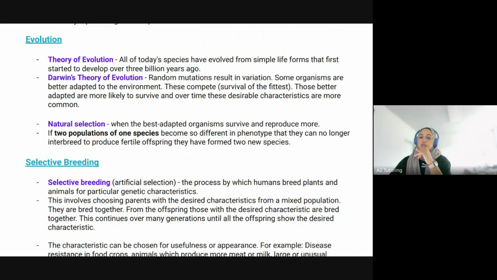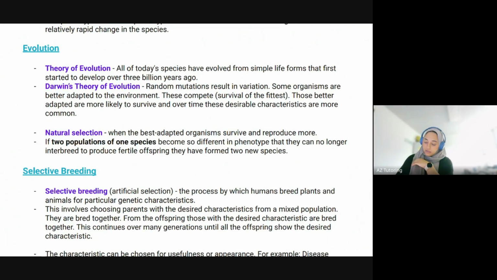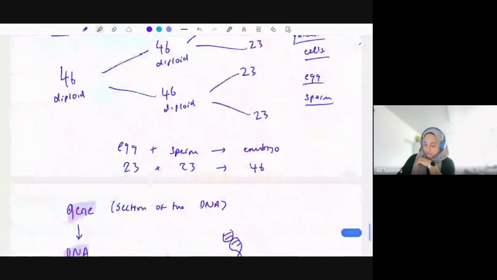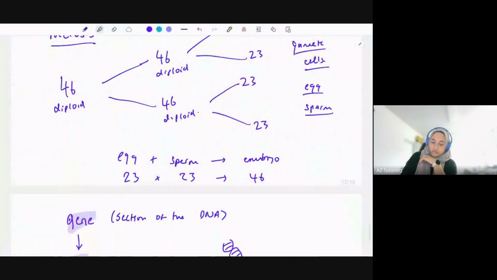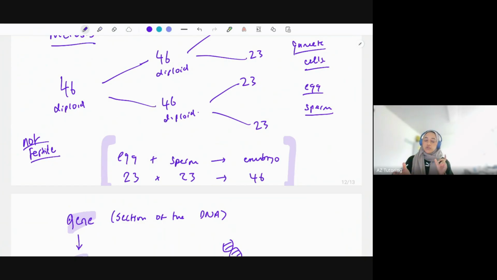Also remember as well, when you're breeding two different species together, this is actually quite an important point. I saw this in a past paper. So when we're breeding, like we've just said here, when you get an egg and sperm, so 23 and 23, you get 46, so it works. If you end up breeding two different species, so for example, a tiger and a lion, so you get a liger, that liger is not fertile. So when I say not fertile, I mean that they cannot have babies, basically. And the reason why they can't is because their chromosome numbers do not match up.